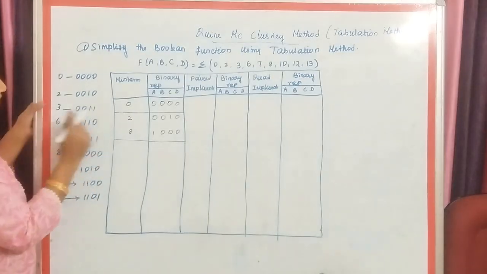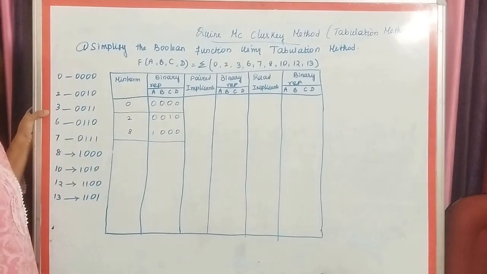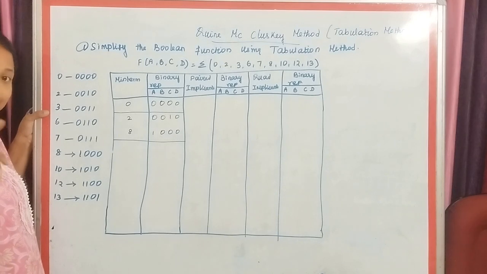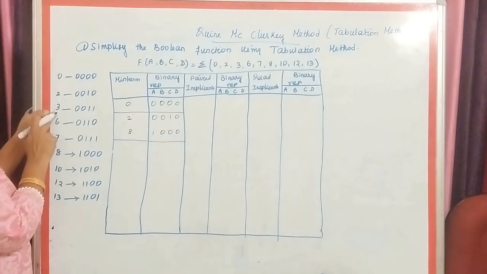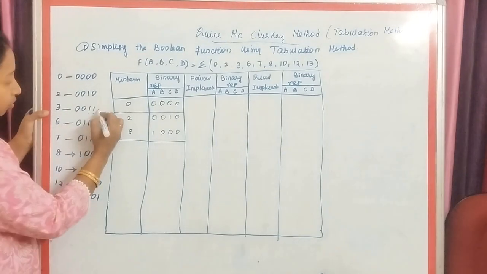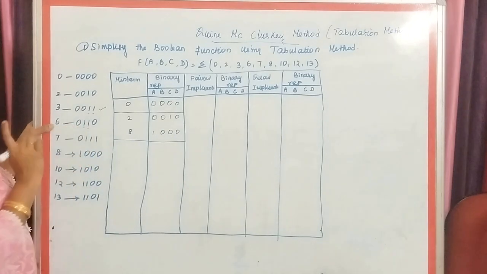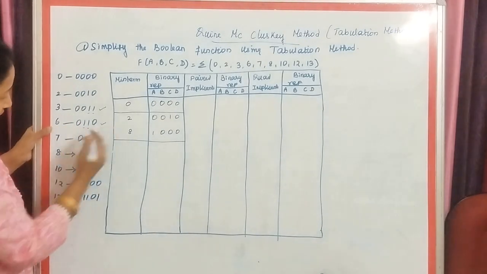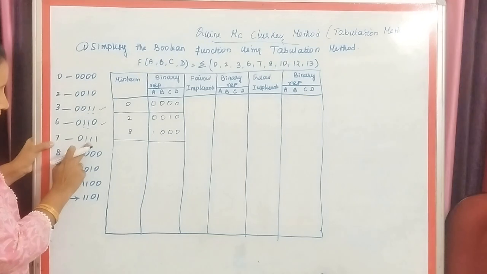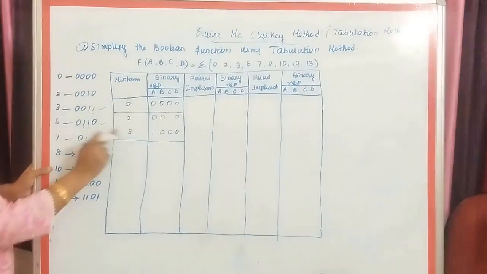Let's check. Number 2 we have already written here. Now we are going to check for the number of occurrences of 1 being 2 times. When you take the number 3, there are 2 times the number 1 occurring, so we are going to include this. Take the number 6. Here again the number of occurrences of 1 is 2 times, so I'll include this. 7: here the number of occurrences of 1 is 3 times, so we are not going to include this. 8 we have already written.